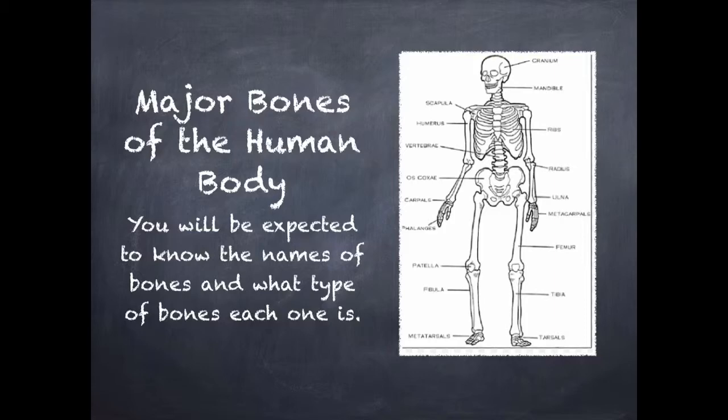You should pause the video here and learn all the names on the drawing, such as the scapula, the humerus, the ribs, cranium, the radius and the ulna, femur. And once you've learnt all these names, then you can move on.